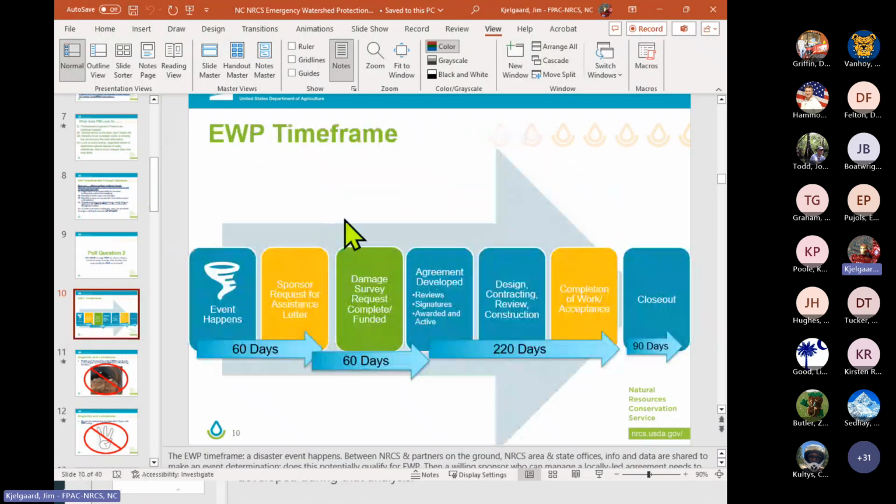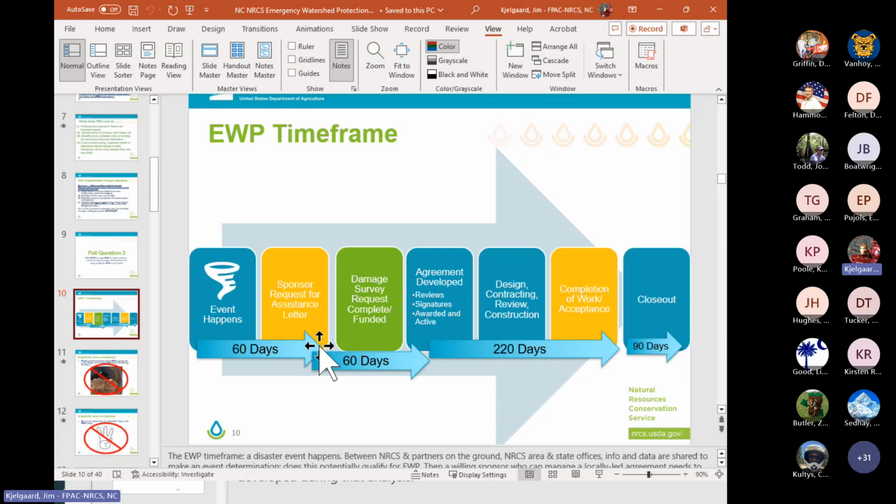So, a timeline. Here's the ideal timeline. This is in the manual. And actually, for anybody who's into reading our agency manuals for various programs, the EWP manual is a pretty short read. I think it's less than 60 pages in PDF form. But what it lays out there is within 60 days of an event happening, a sponsor should send a request for assistance to our respective state conservationist.